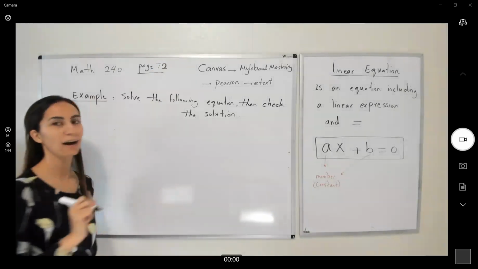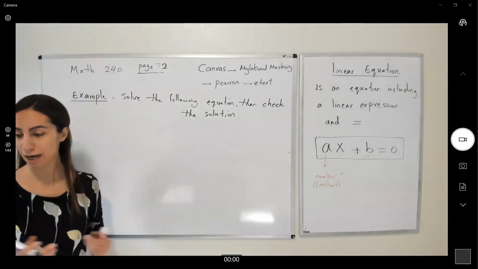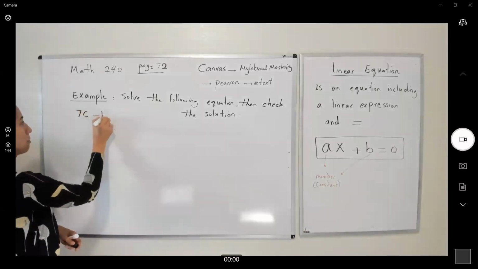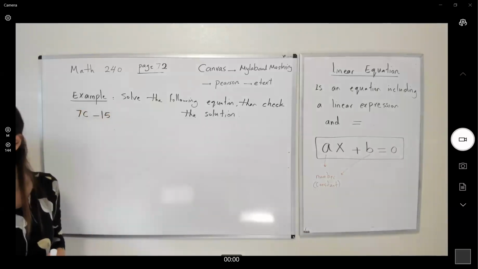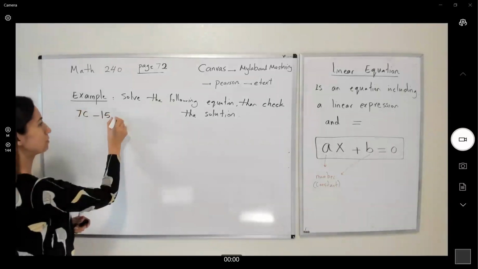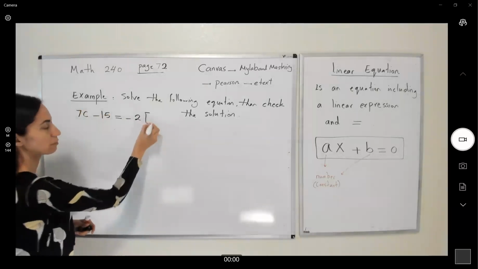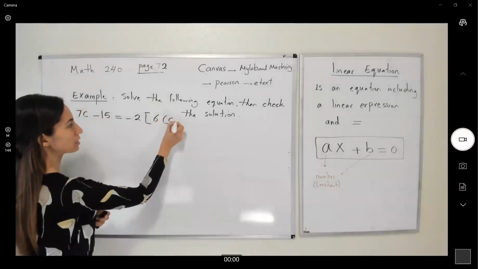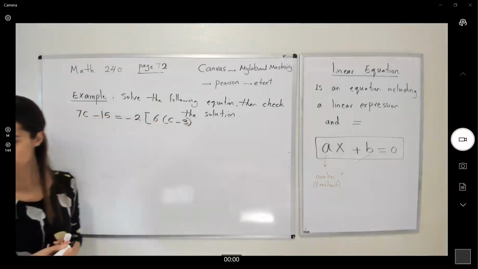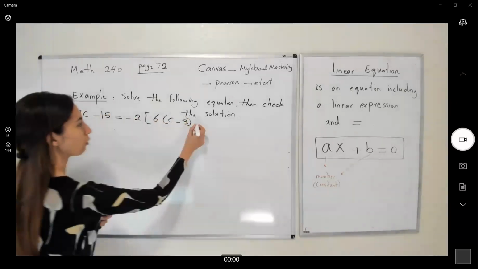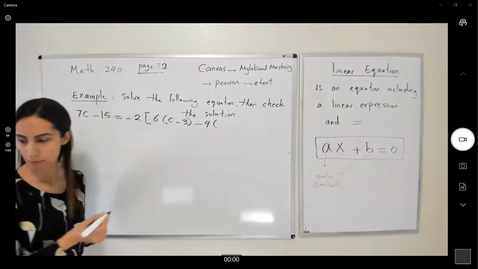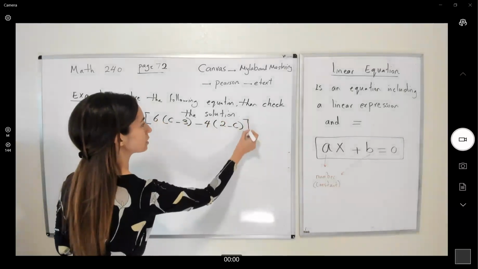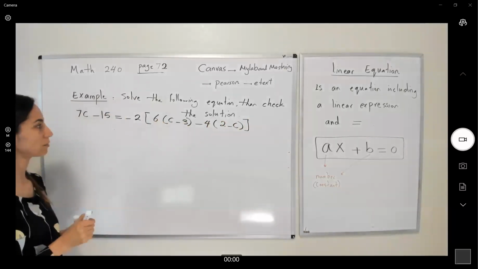So here we have this equation. Our linear equation says you have 7c minus 15 equals to minus 2 bracket, 6 times parentheses c minus 3 minus 4 parentheses 2 minus c, close the parenthesis and close the bracket.